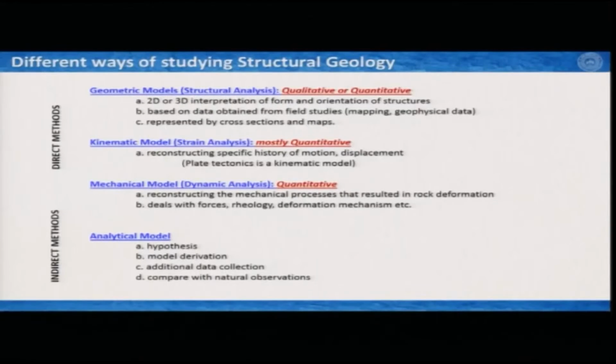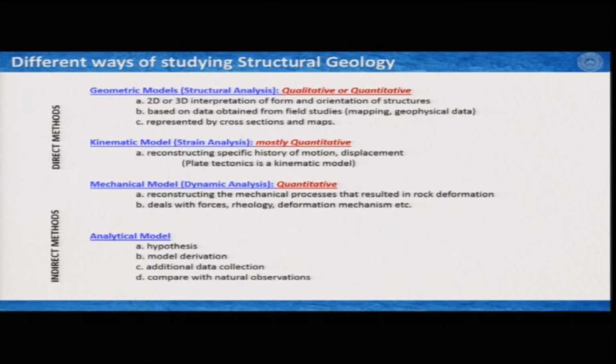So, there are three basic ways a structural geologist looks at the structures in earth or in nature. These are geometric models, kinematic models, and mechanical models, and you can classify them together as direct methods of observations. To understand that, geometric models are mostly qualitative and sometimes quantitative.